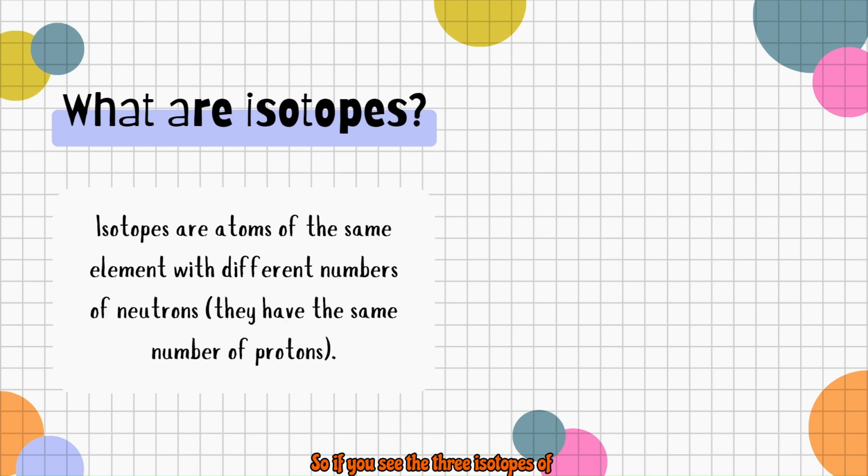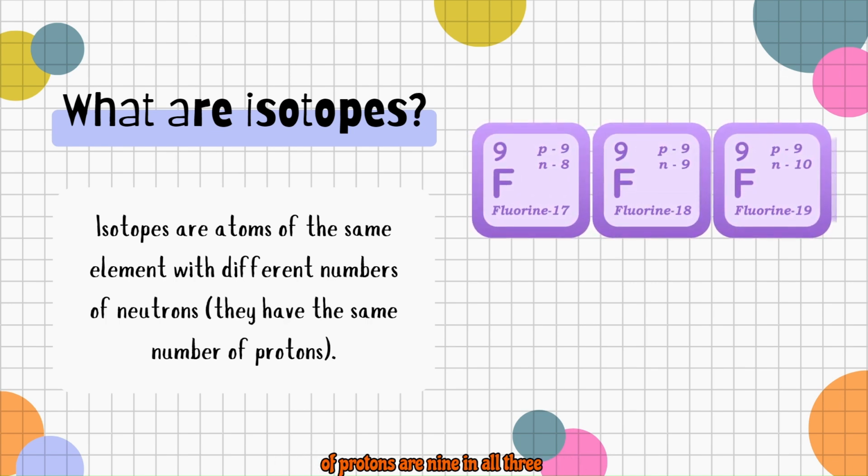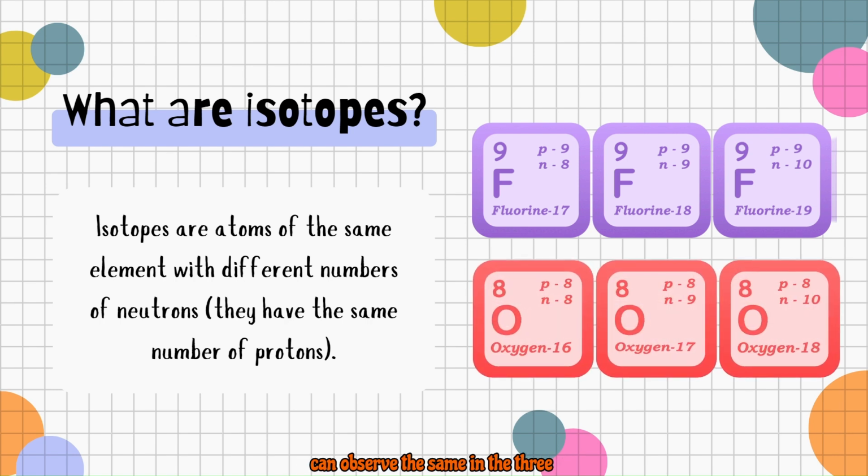So if you see the three isotopes of fluorine, you can observe that the number of protons is 9 in all three isotopes. However, the number of neutrons is different in all three. You can observe the same in the three isotopes of oxygen. All three have 8 protons, but the number of neutrons differs in all three.